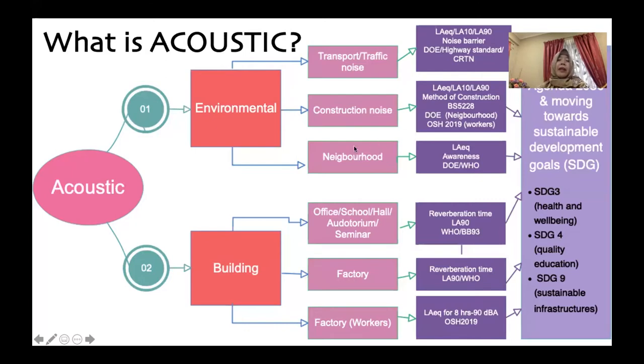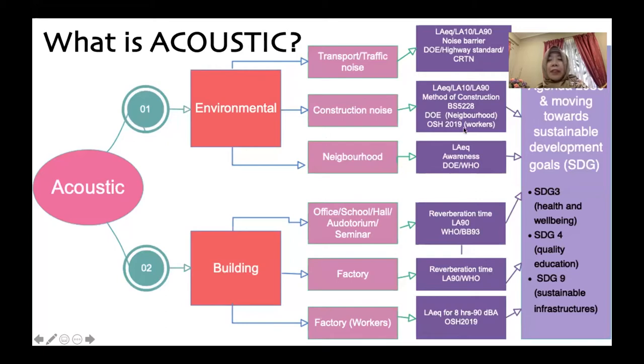Okay, there is also neighborhood noise, for example, from a concert. Usually the concert is also classified under environmental noise. This one we measure using LAEQ, and the method to reduce it is just awareness to the neighborhood, and then we can refer to the DOE and also WHO. The World Health Organization also has a limit for the noise. Okay, this is called environmental noise.